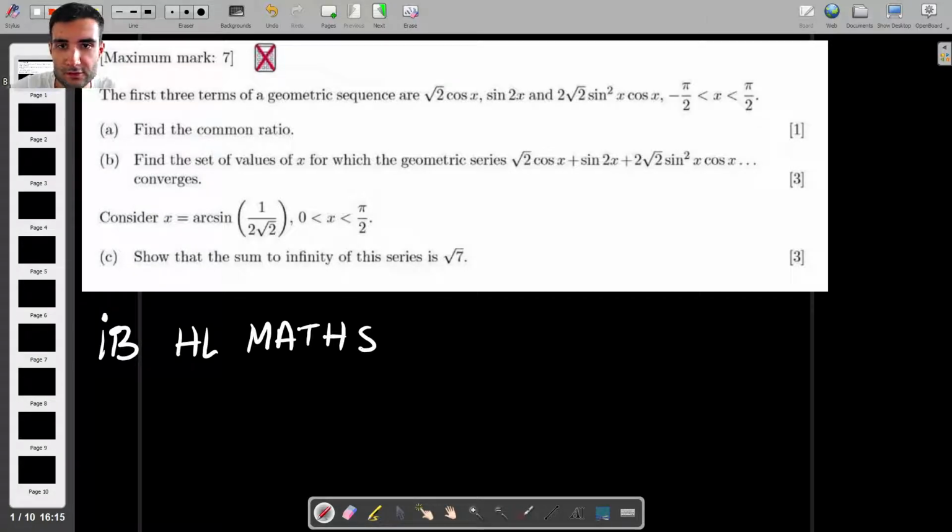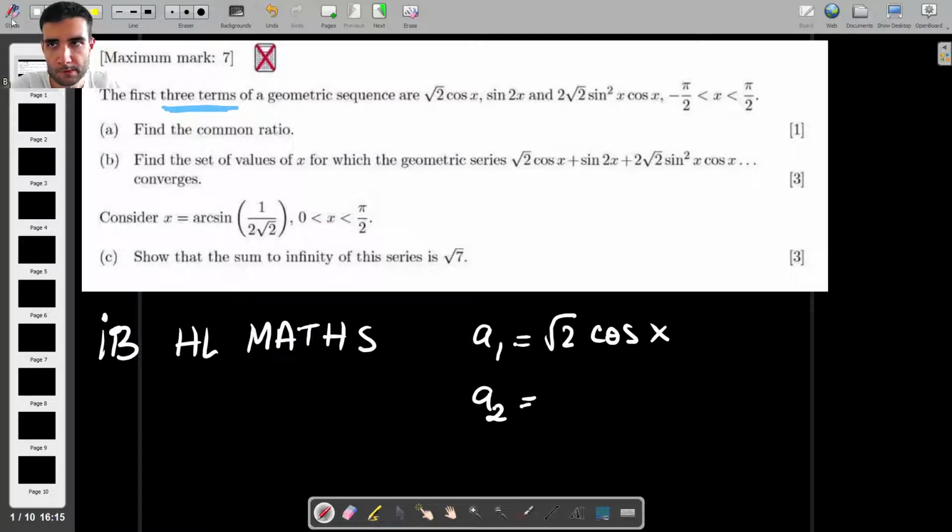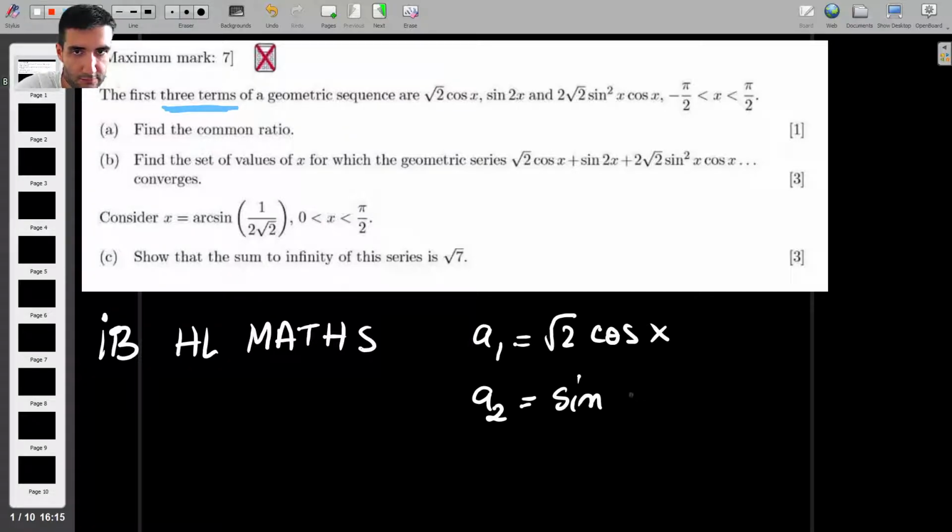In this question we're given the first three terms of a geometric sequence. I'm going to call the terms A1, A2, and A3. A1 is root 2 cosine x. By the way, don't make the confusion of putting the cosine under the square root. That's strictly the square root of 2 multiplied by cosine x, which is not under the square root. Then A2 is sine of 2x, and A3 is 2 root 2 sine squared of x cosine of x.